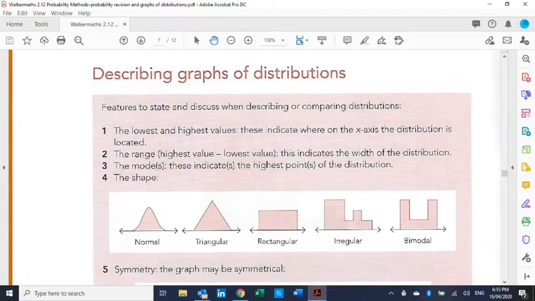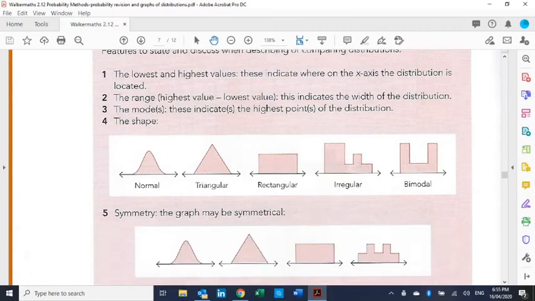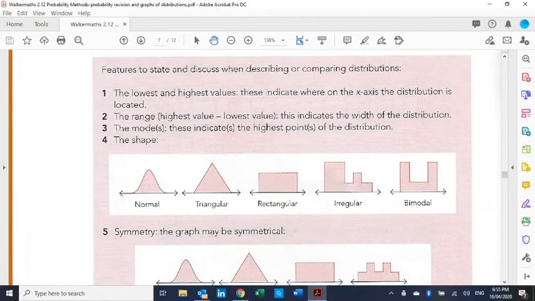They're also going to ask you to describe the shapes of graphs and distributions. And so if we look at a few of the points about these graphs, the lowest and highest values indicate where on the x-axis the distribution is located. Lowest value means, of course, the smallest one. Highest value, the highest one. The range is simply found by subtracting those two, and that indicates what's called the width of the distribution. How many numbers are between, how much area is between, how long the line would be.